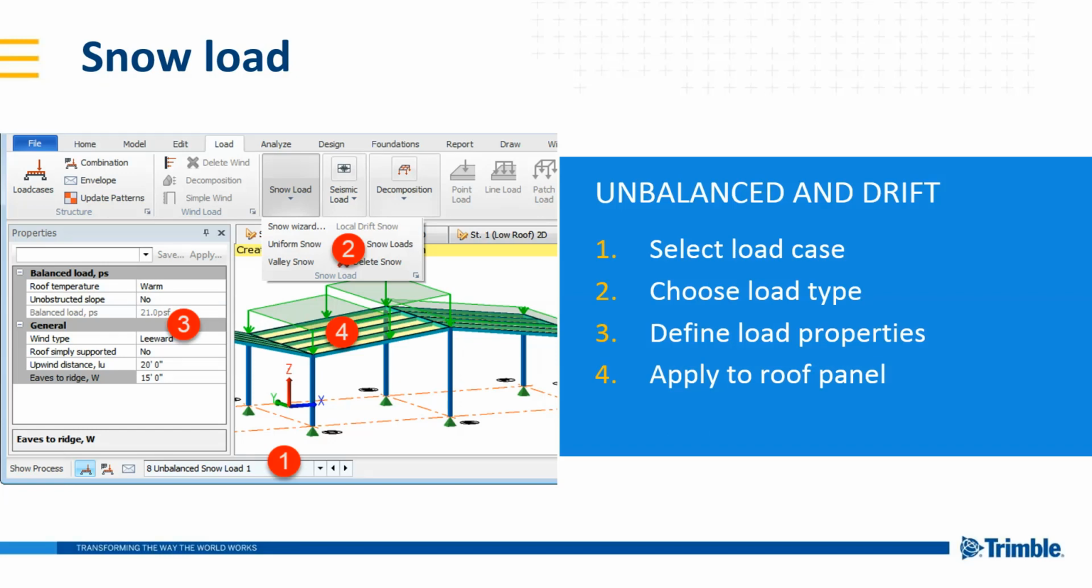There are a few more steps involved for the unbalanced and drift loads. First, select the appropriate case based on the load type. Second, in the load ribbon, select the load type, either valley, uniform, for a gable, leeward or windward wall, or the option for local drift snow. Third, you'll need to define additional information required in the Properties window for the program to calculate the values. And finally, apply the load by clicking on the corresponding roof panel.